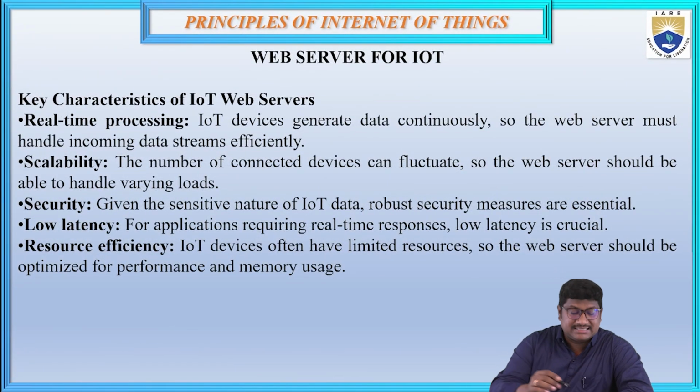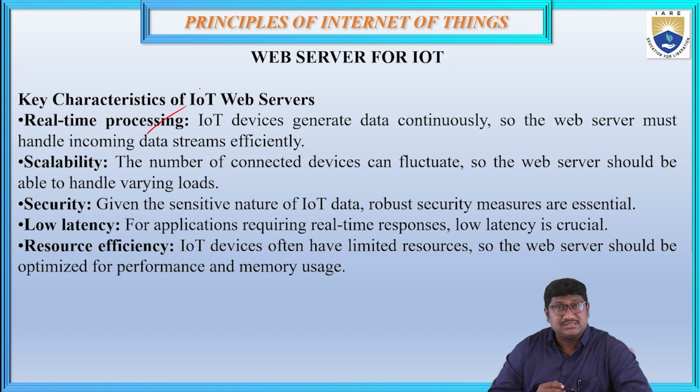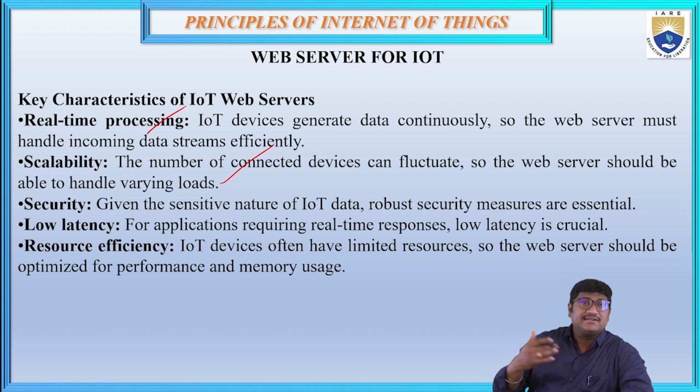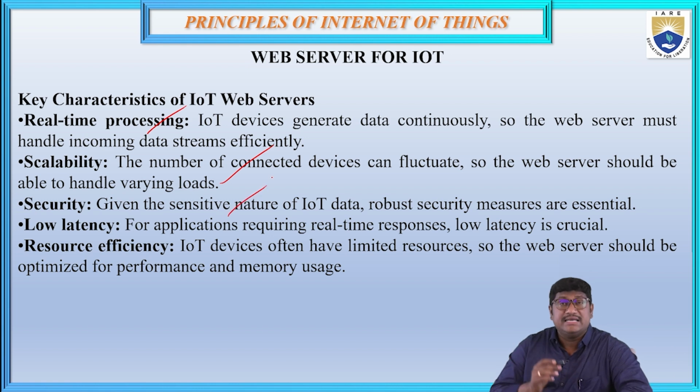What are the key characteristics? It has real-time processing: IoT devices generate data continuously, so the web server is going to handle all the incoming data streams very effectively. Coming to scalability, the number of connected devices can fluctuate, so the web server is going to handle different kinds of loads efficiently. Coming to security, IoT data is sensitive in nature, so robust security measures are essential for it, so that security is improved.